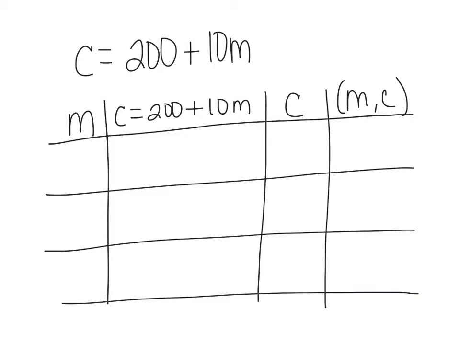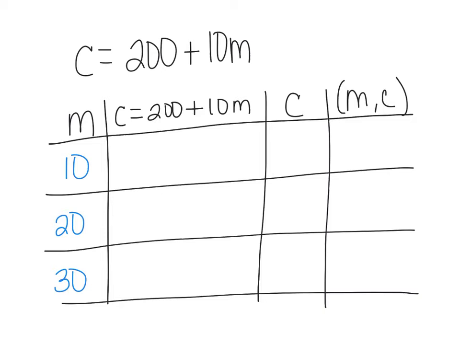So I'm thinking a reasonable value might be maybe 10. Maybe I'm going to be on the elliptical for 10 minutes, or maybe 20 minutes, or maybe 30 minutes. There's not necessarily a right or wrong for what you choose for M. You just want to choose something reasonable. I don't think 1 is very reasonable. You're probably not going to get on and be on for 1 minute and then hop off. You'll probably spend a little time. Okay? So I'm going to substitute 10, 20, and 30 into my equation.